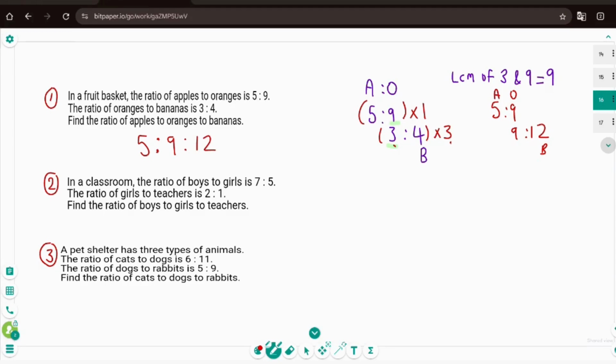The second one here, we've got boys to girls, 7 to 5. Girls to teachers, 2 to 1. So I want to make my girls the same. So the lowest common multiple of 5 and 2. We've got a 5 and a 2 here. It's 10. I'm going to multiply the top ratio by 2. And I'm going to multiply the bottom ratio by 5.